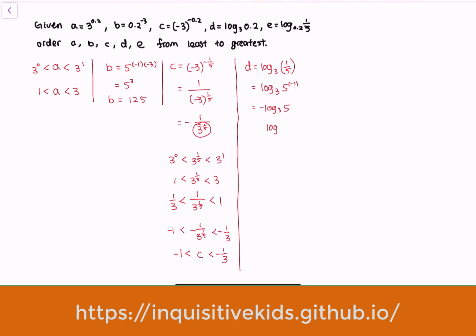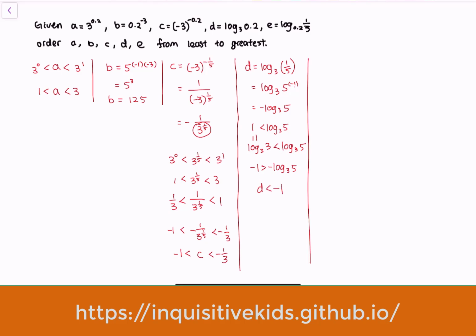Log base 3 of 5 is greater than 1 because 5 is greater than 3. And here, let me write it out so you can better see. In this case, these two values are equal. So knowing this, if we take the negative log base 3 of 5, that would be less than negative 1. We have to flip the inequality sign. So it means that d is less than negative 1.